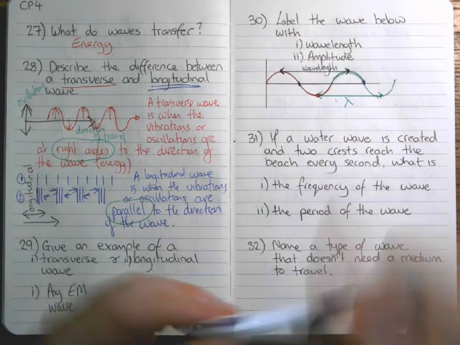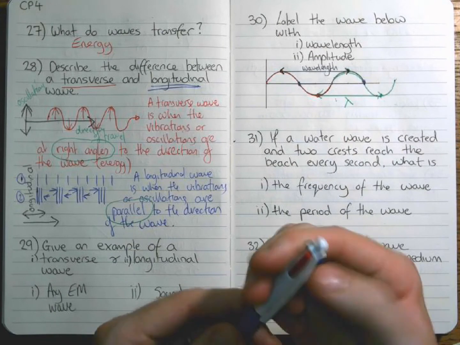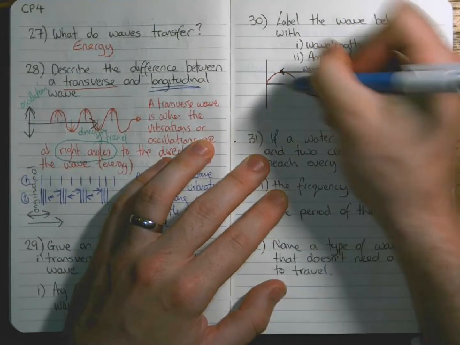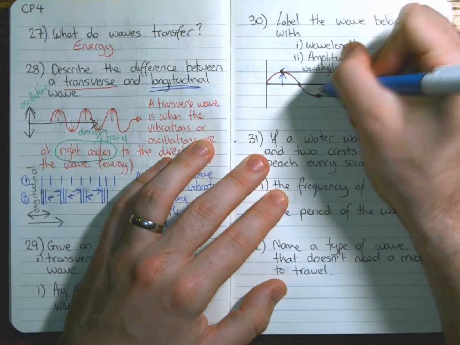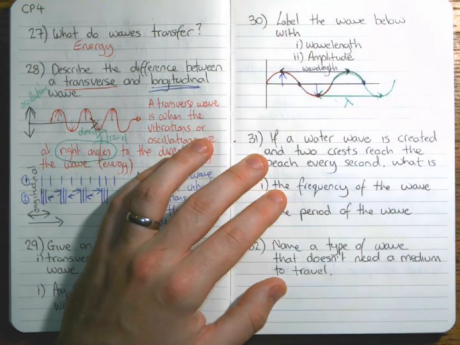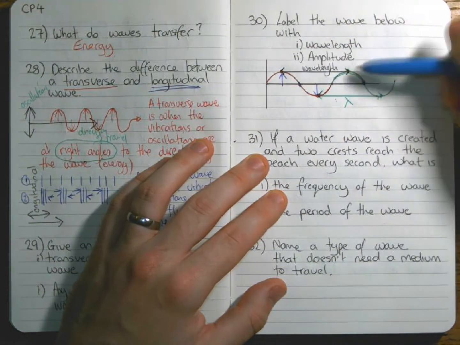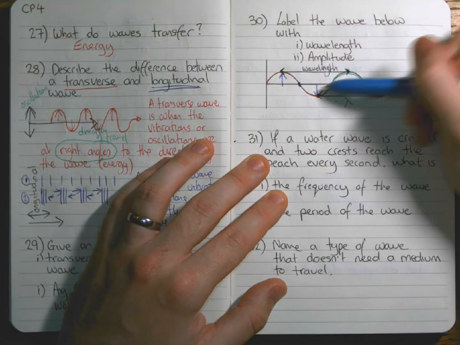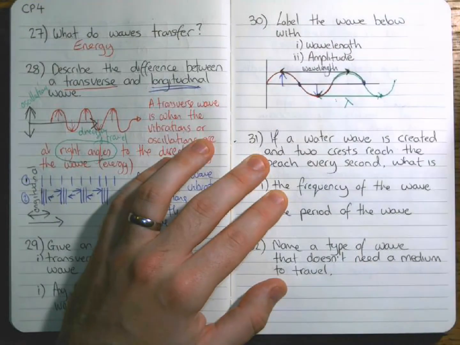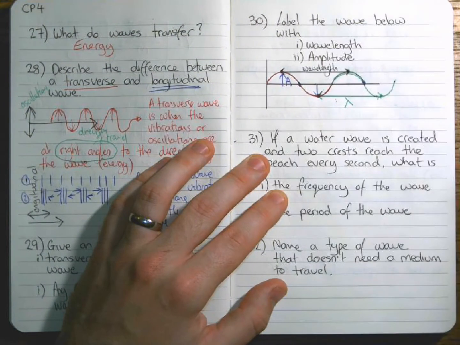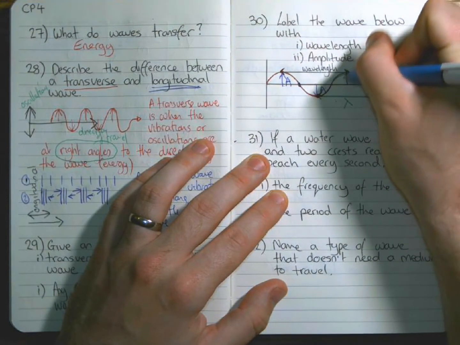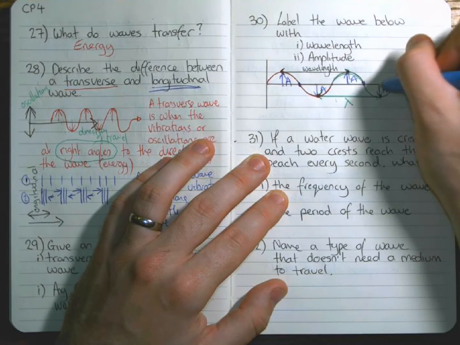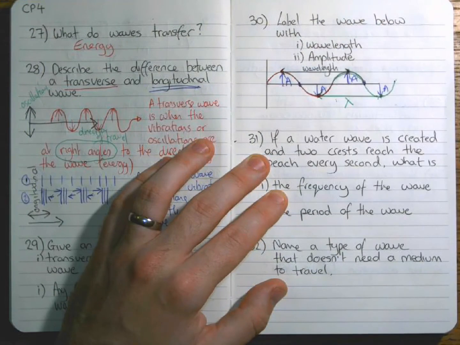Next, we need to label the amplitude. The amplitude's pretty straightforward. You just have to remember that it's from the midline to a crest, or a midline to a trough. It is not the distance from the top to the bottom, okay? It's only from the midpoint to the bottom or the midpoint to the top. And I'll just put a capital A there for amplitude. And again, that distance should be the same all the way along the wave.